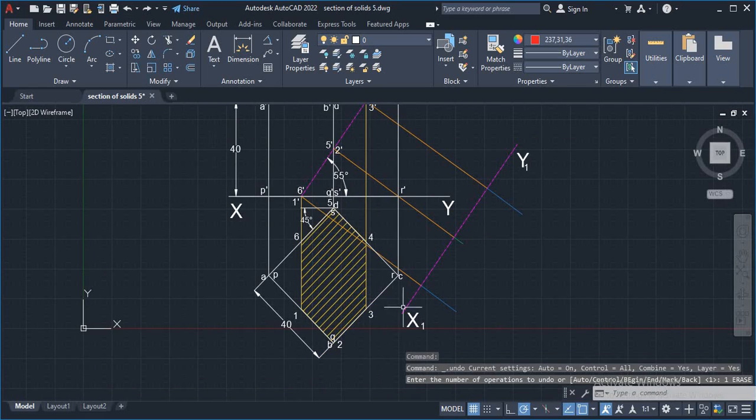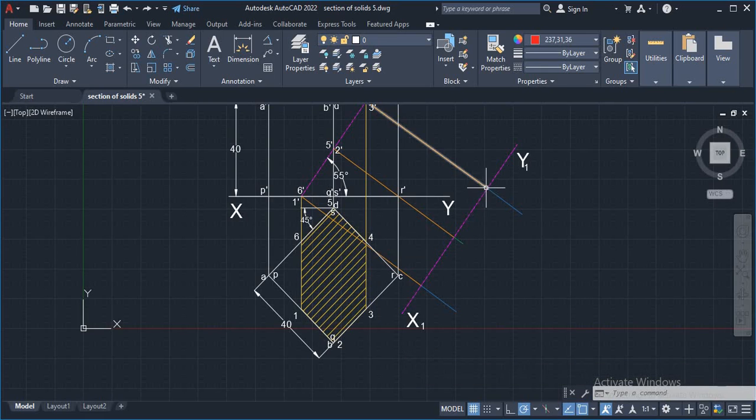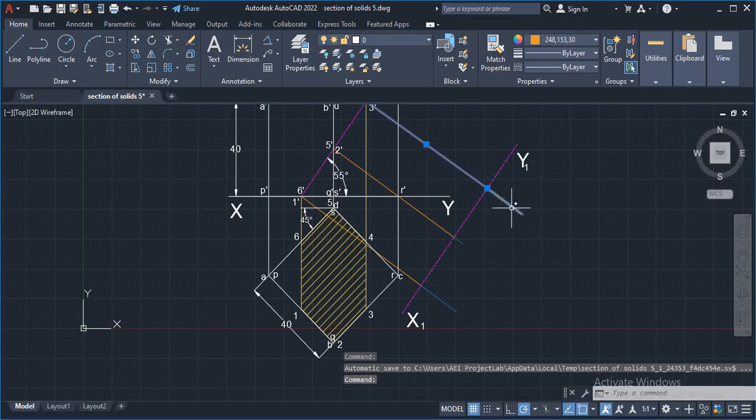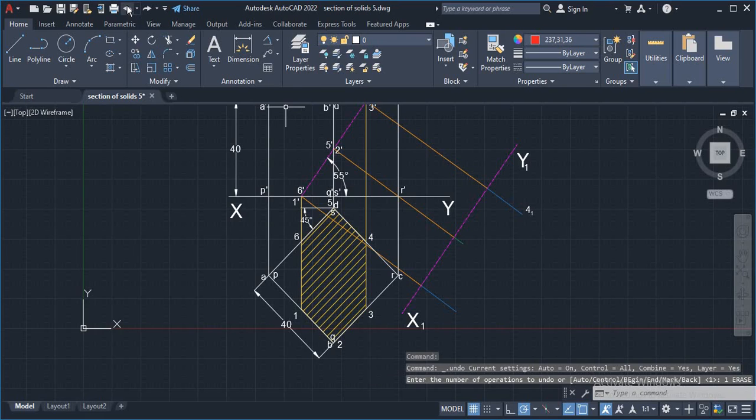Similarly, measure the distance from the XY line to the point 4 by using a compass. Keep your compass pointer here, draw an arc. Now extend this line towards the arc point. Now you will get 4 suffix 1, 5 suffix 1 and 6 suffix 1.